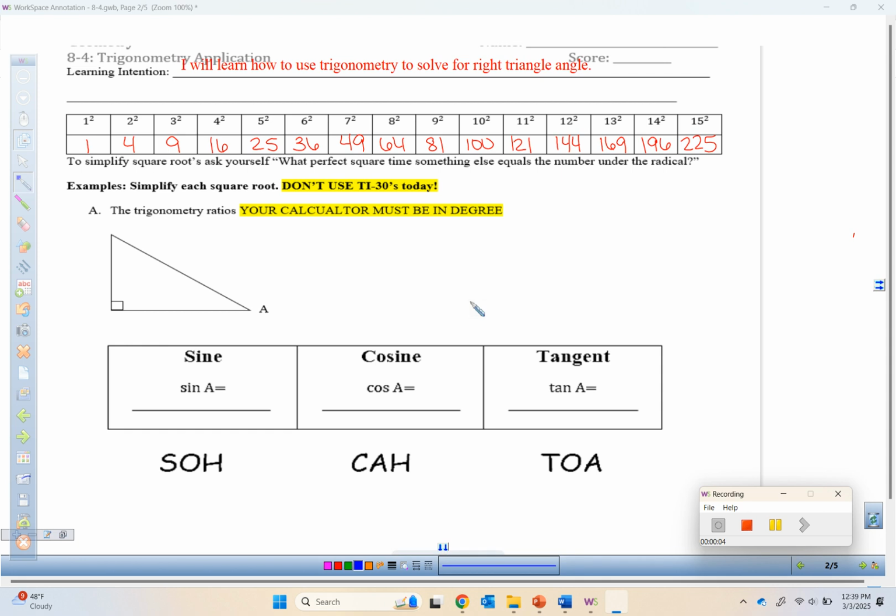Okay, so today's learning intention is I will learn how to use trigonometry to solve for right triangle angles. Okay? Right triangle angles. So the angles that are in the right triangle. Okay? So go ahead and get that down. Go ahead and make sure you have all your perfect squares down.